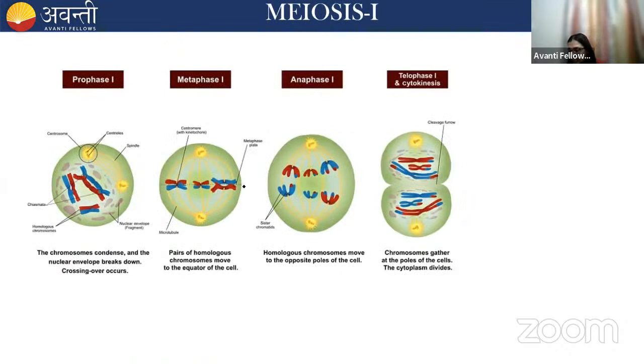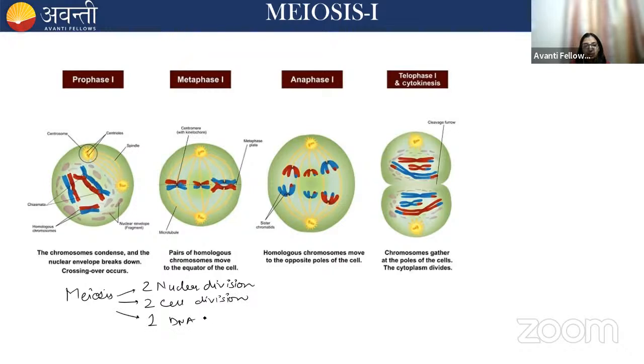Next, we are going to discuss meiosis. In meiosis, two nuclear divisions occur. Two cell divisions, but a single DNA replication. Remember, that's very important. And there's meiosis 1 and meiosis 2.